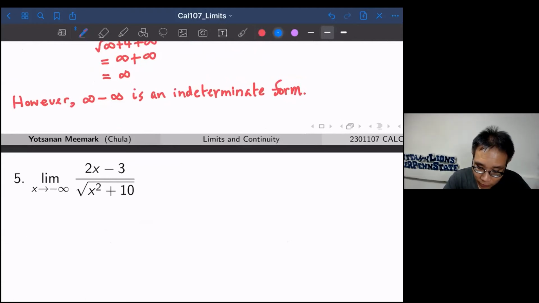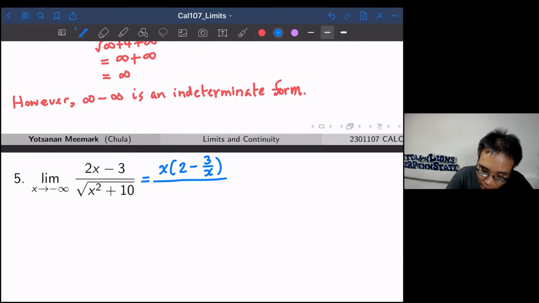For this one, we're going to play with the same thing. You're going to try to pull out x, so it's going to be x times (2 minus 3 over x). Okay, this is the normal thing to do. And you have the square root, and you're going to try to pull out x squared, so you have 1 plus 10 over x squared.